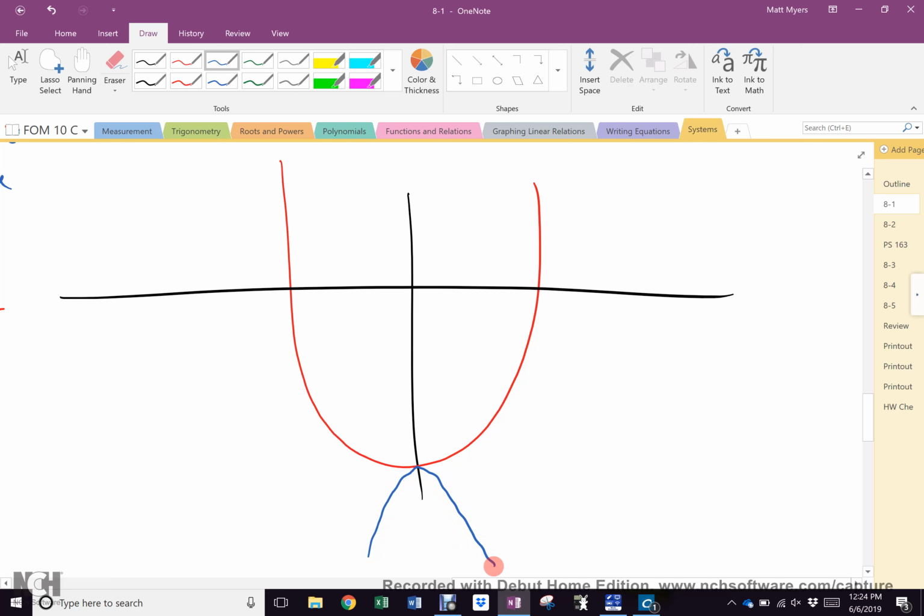One. Everybody cool? What if I did this? None. Everybody understand? Doesn't matter what the graph looks like. If the two lines cross, that's the solution. In grade 12, you're going to graph something that looks like this.